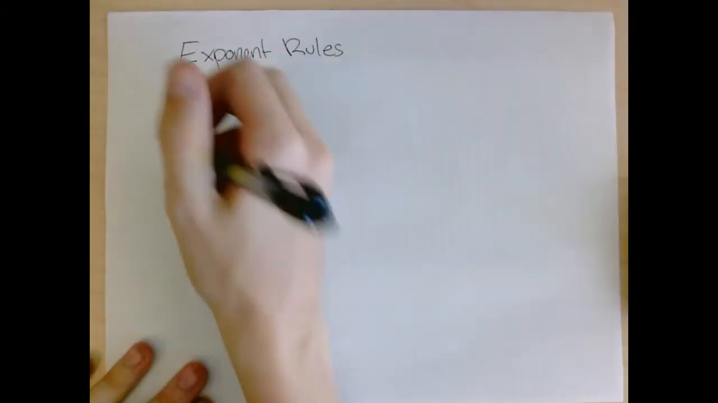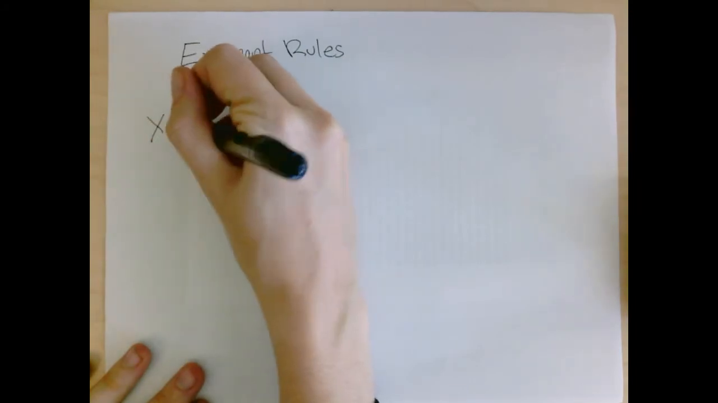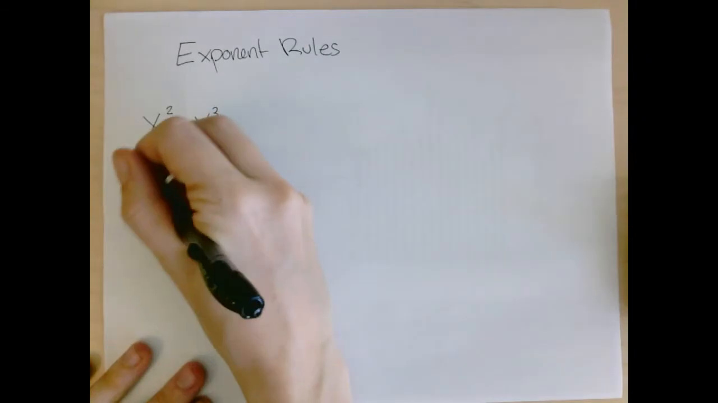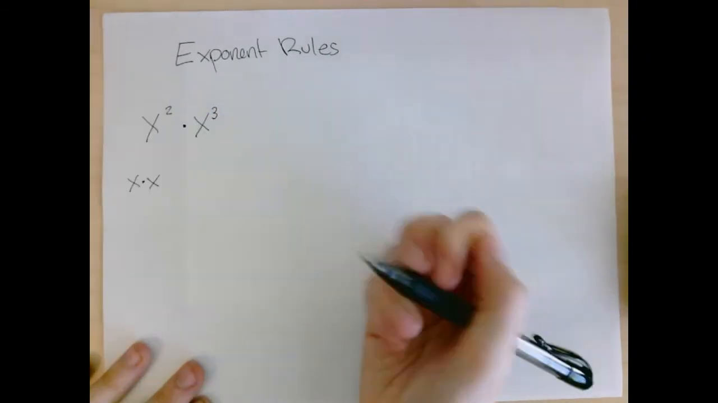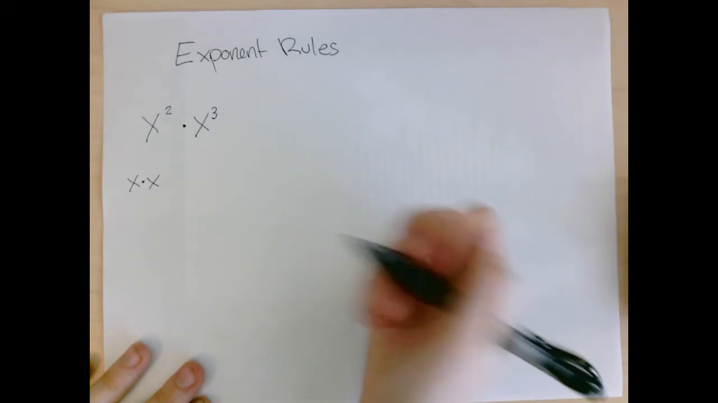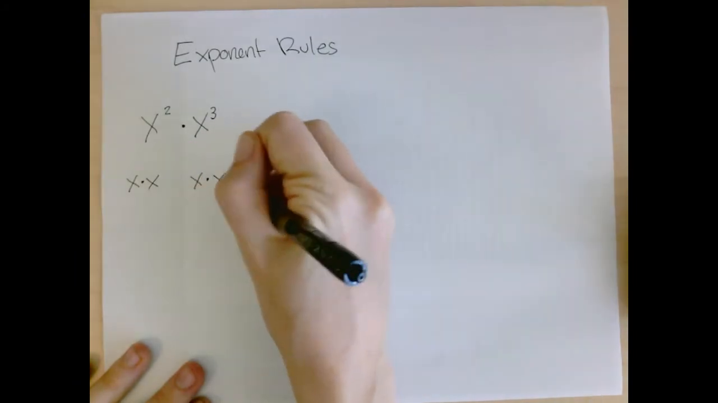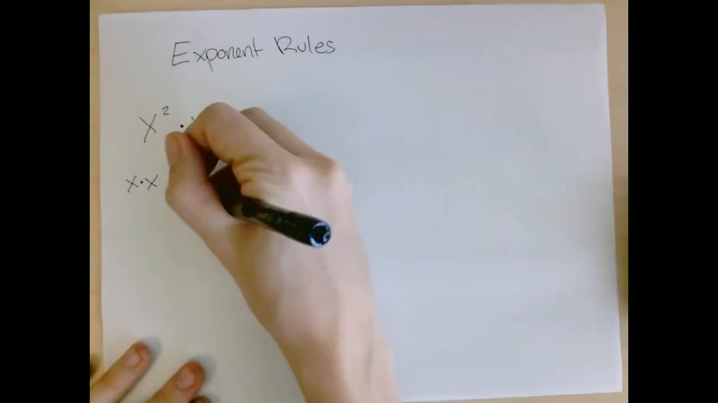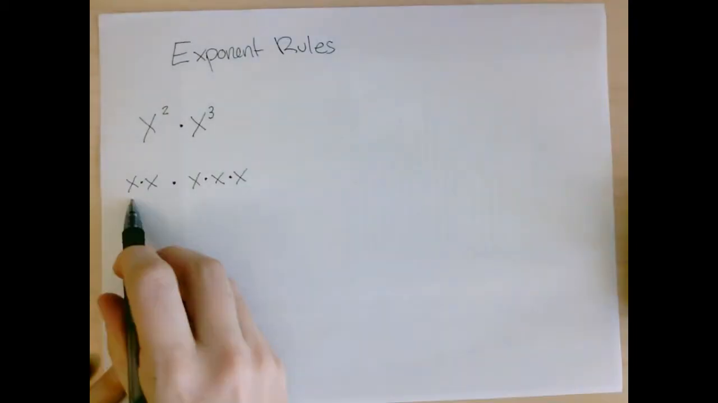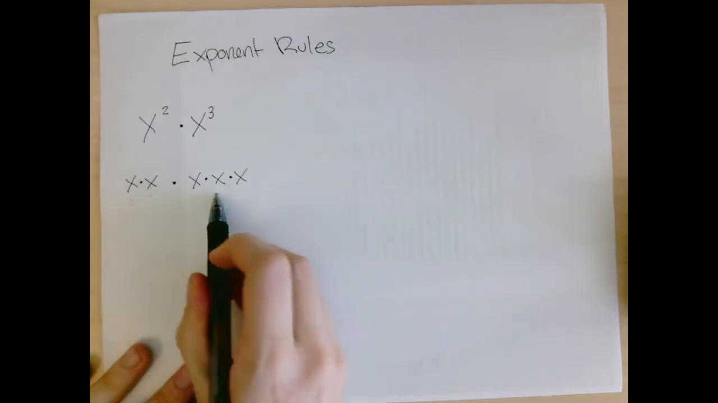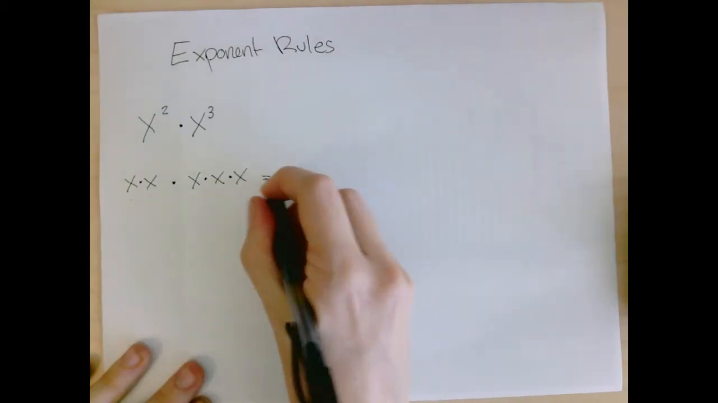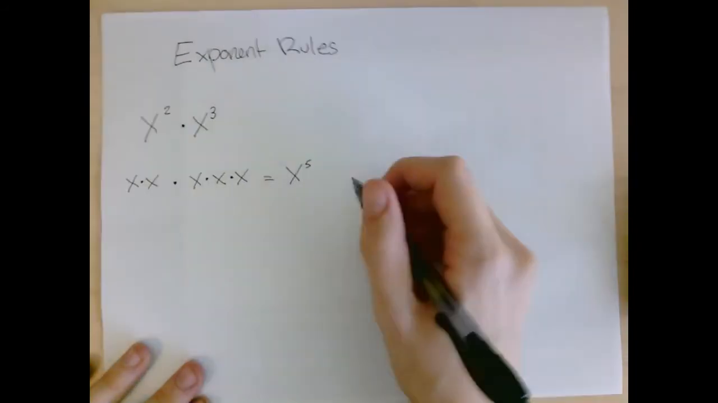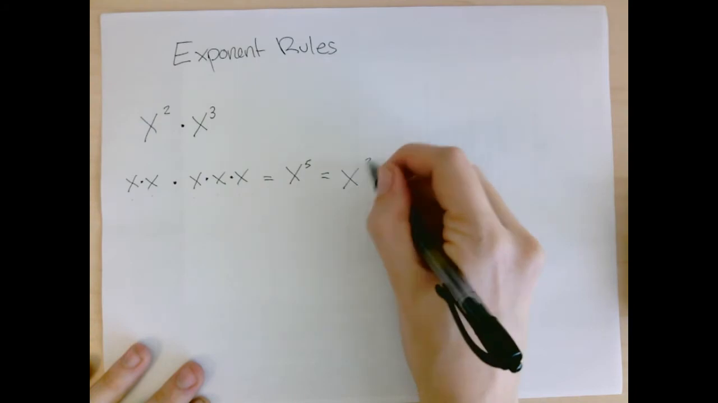So if I have x squared times x to the third, what does that really mean? Well, x squared means x times x, and x to the third means x times x times x. So when I multiply these things together, what do I have? I have x times x times x times x times x, which is equal to x to the fifth, which is also equal to x to the 2 plus 3.